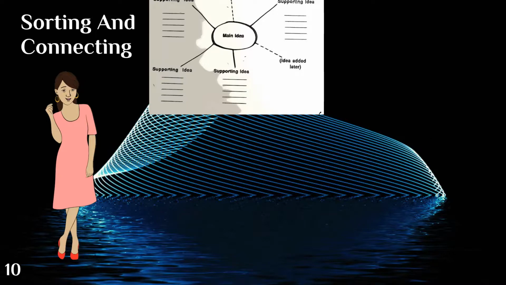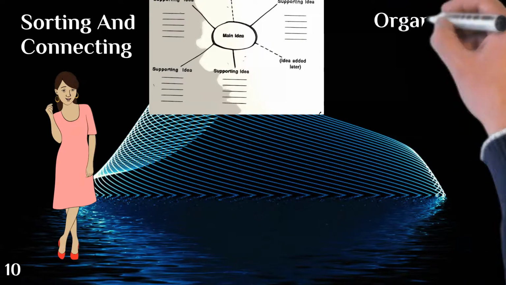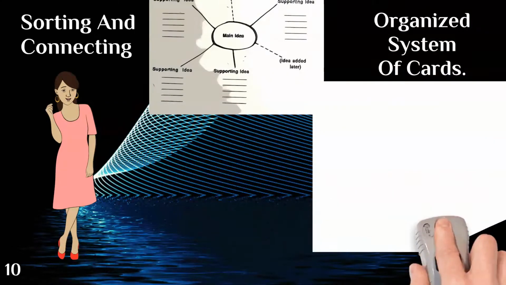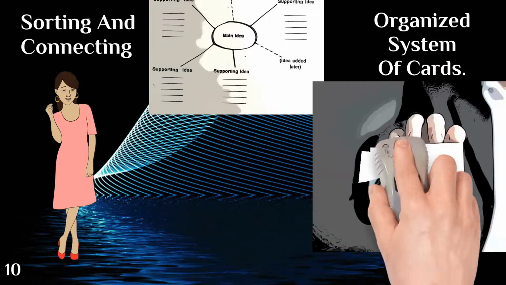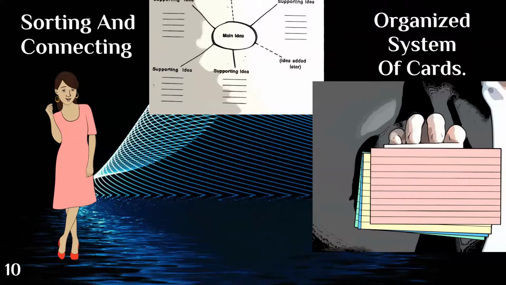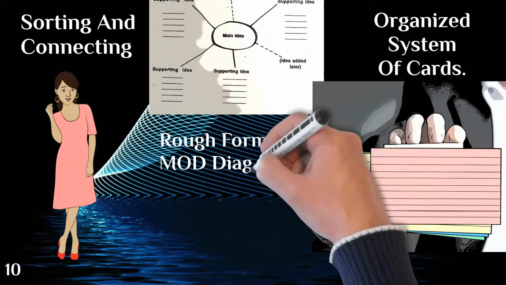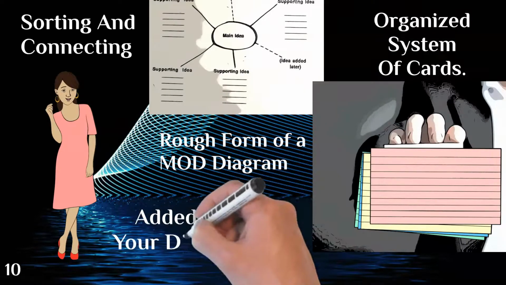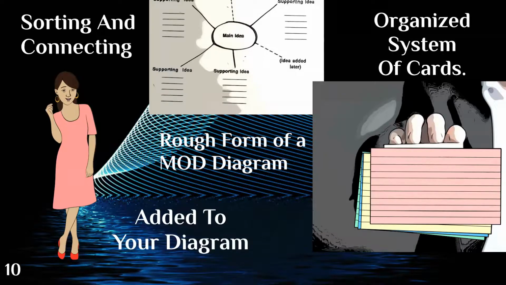When taking research notes, another method that I used is an organized system of cards. Each card contains one major point and has the source clearly indicated. I found that I could then make piles of the note cards when they had each been assigned a section. Cards can be used to lay out a rough form of a MOD diagram, or they can be added to your diagram with tape or glue. The most important thing is that you are organizing the information you are gathering by section as you obtain it.